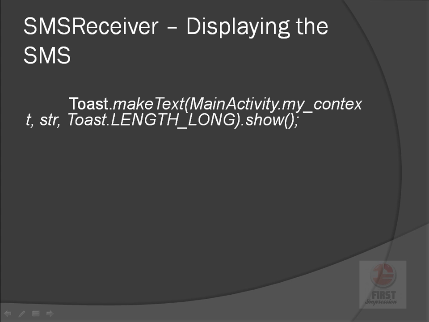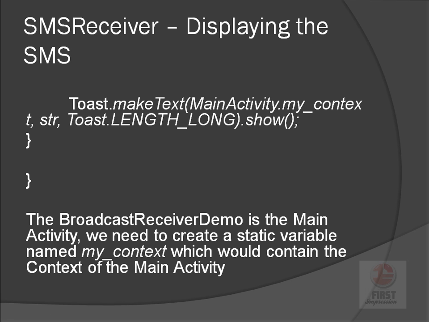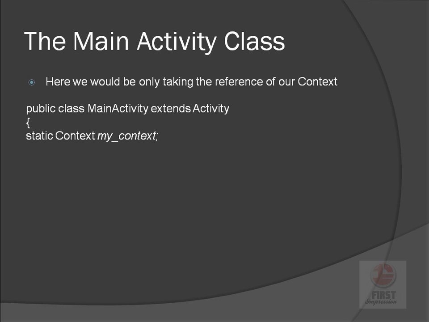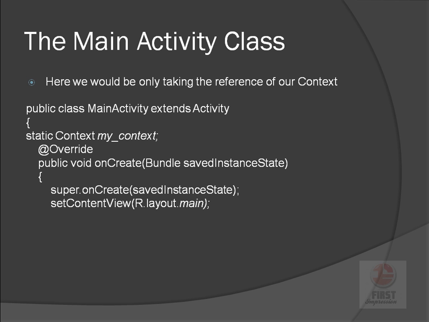at the output. Once this is done, in the main activity, we need to create a static variable named myContext, which will contain the context of the main activity. Okay, so let's go to the main activity class. Inside this, we'll have a static variable myContext, and over here we'll simply say myContext equals this.